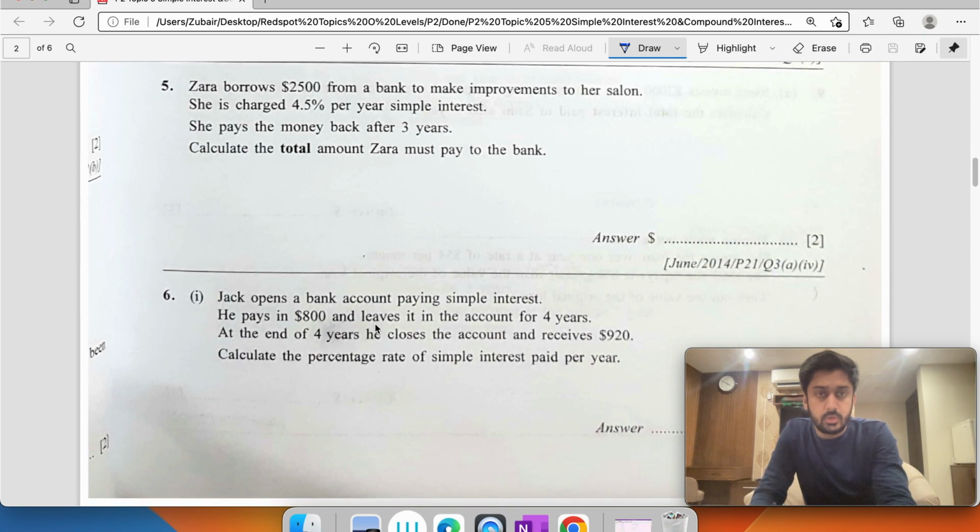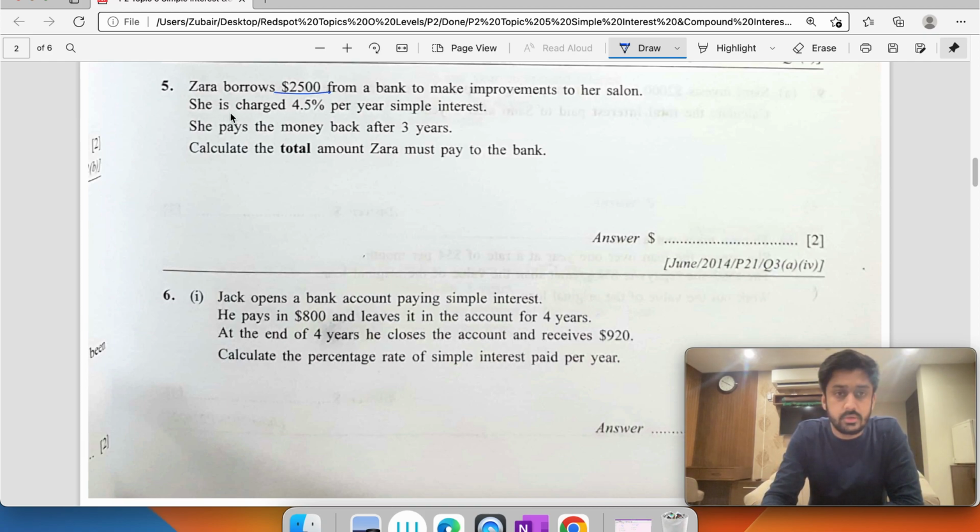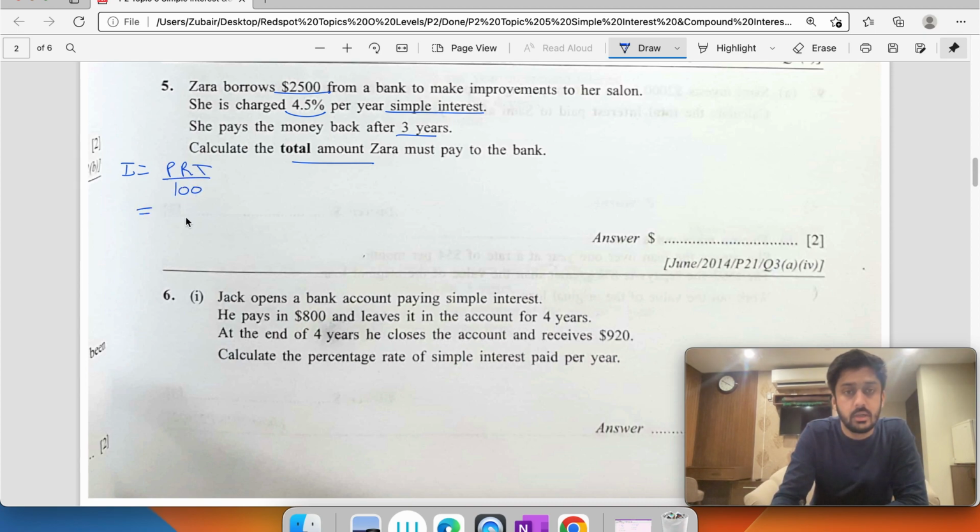Zara borrows 2,500 from a bank to make improvements to her salon. She is charged 4.5% simple interest. Payback in 3 years. Calculate the total Zara has to pay. I equals PRT over 100. Principal amount is 2,500. Rate is 4.5. Time is 3 years. Over 100.